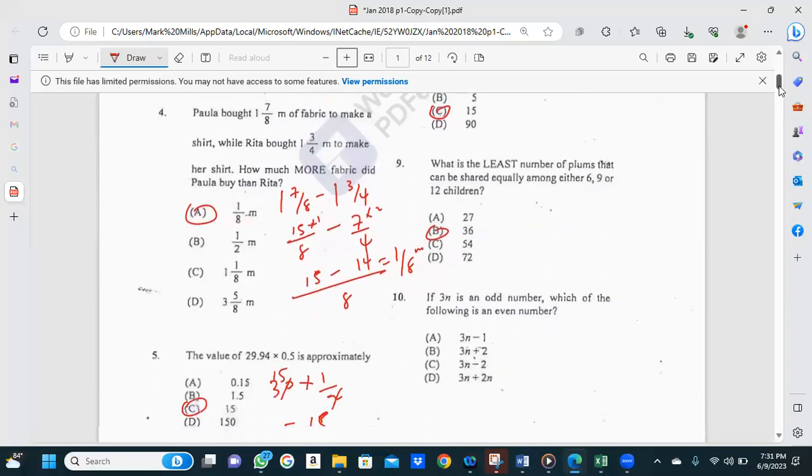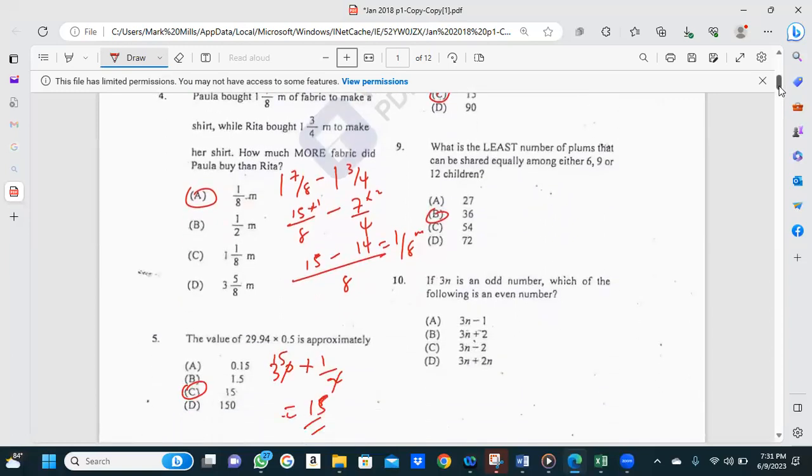Number 10. If 3n is an odd number, which of the following is an even number? Sir, A. I'm not sure. A. So how do we get the A now? Let's assume that n is equal to 5. So 3 times 5 minus 1 will give me 15 minus 1, which gives me 14. And 14 is an even number, right? So the answer is A.